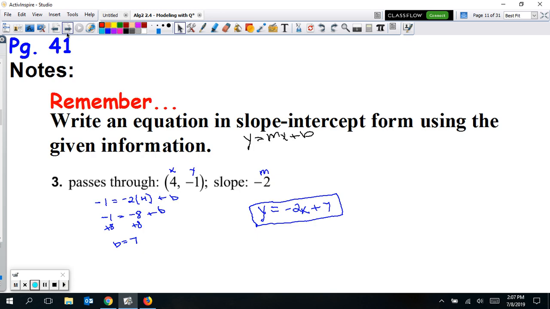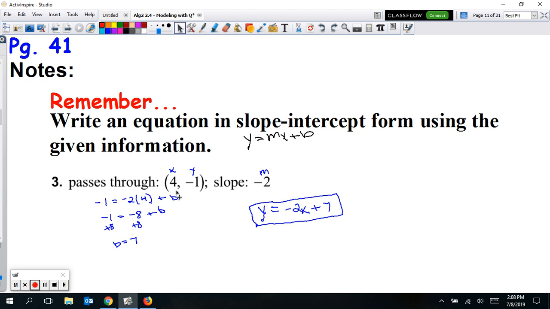Alright, so this is one you want to write down on page 41 under your notes. Remember this kind of problem here. It says write an equation in slope-intercept form using the given information. Slope-intercept form, remember, is y equals mx plus b. And so you're going to write this down.